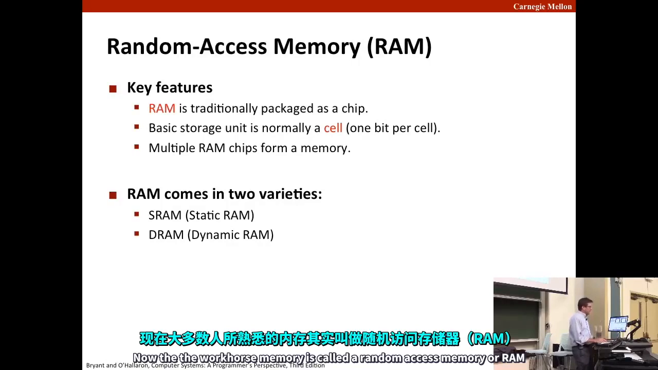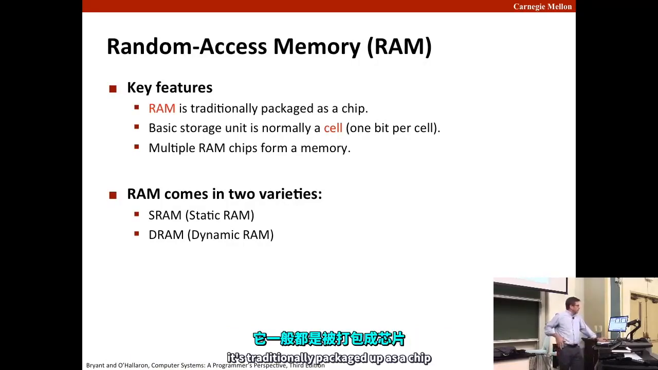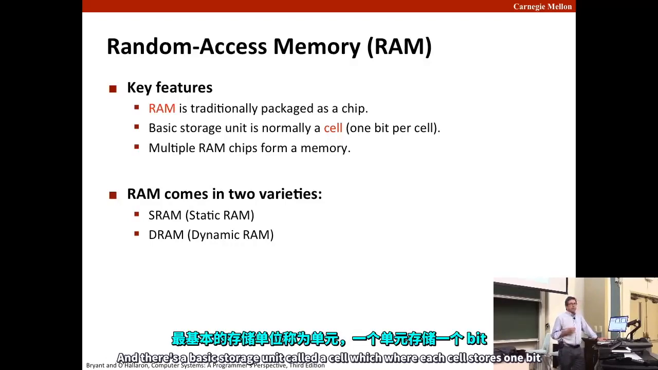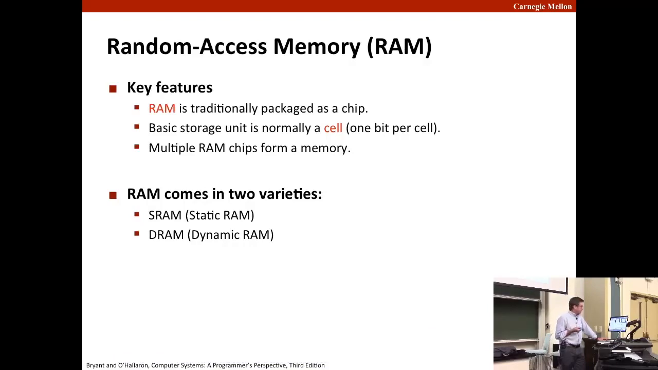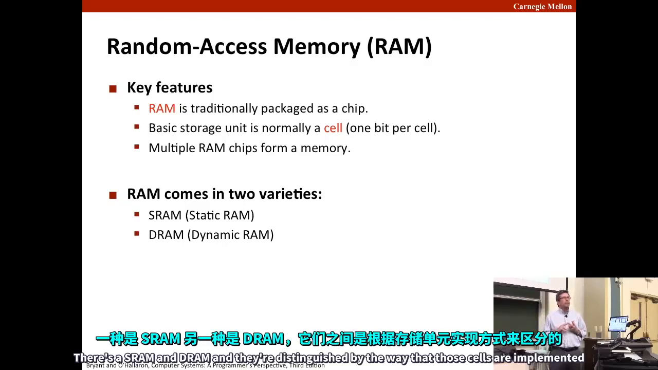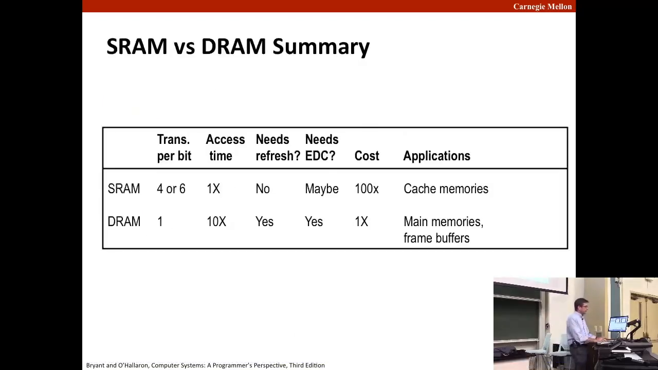Okay, so we'll look at memories first. The workhorse memory is called random access memory, or RAM. It's traditionally packaged up as a chip, and then you put multiple chips together to form your main memory. There's a basic storage unit called a cell, where each cell stores 1 bit. RAM comes in 2 varieties, SRAM and DRAM, and they're distinguished by the way that those cells are implemented.